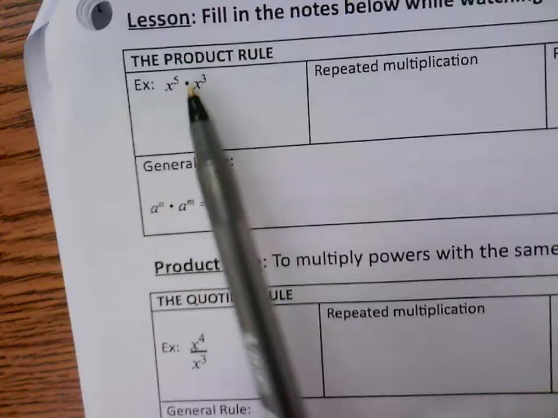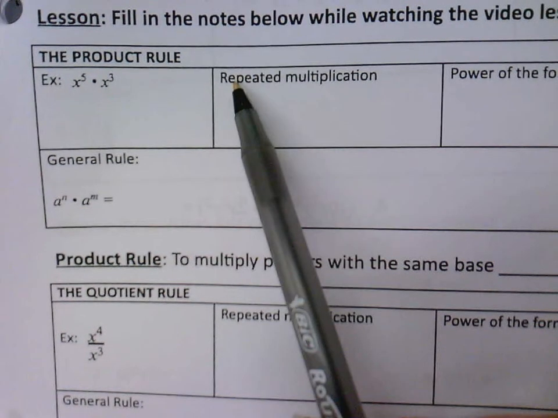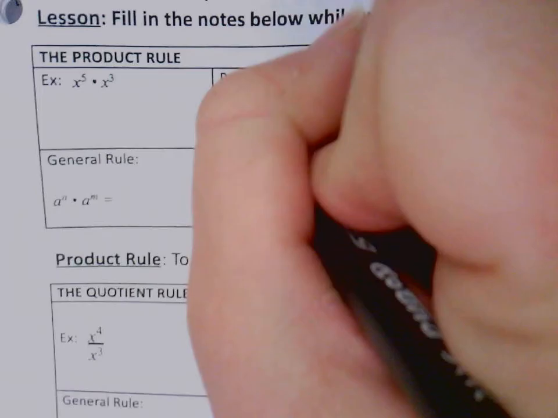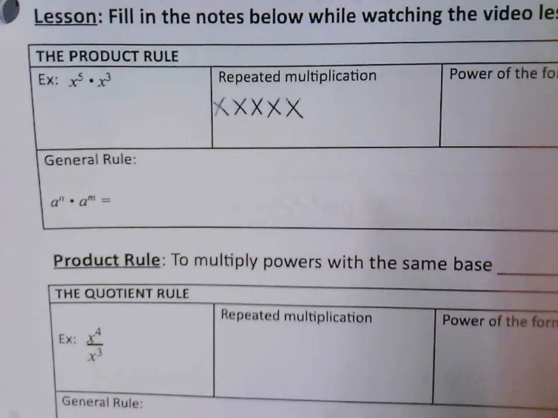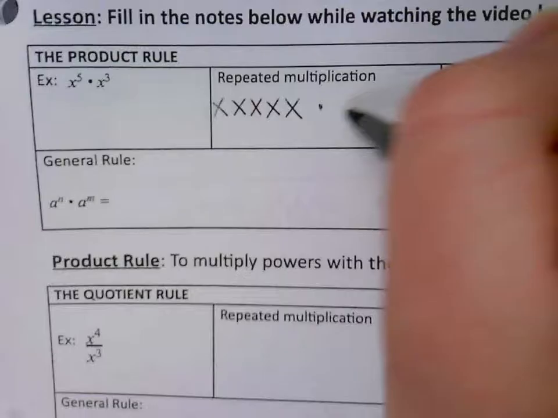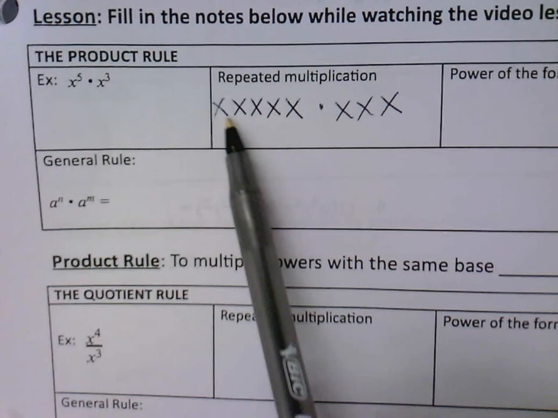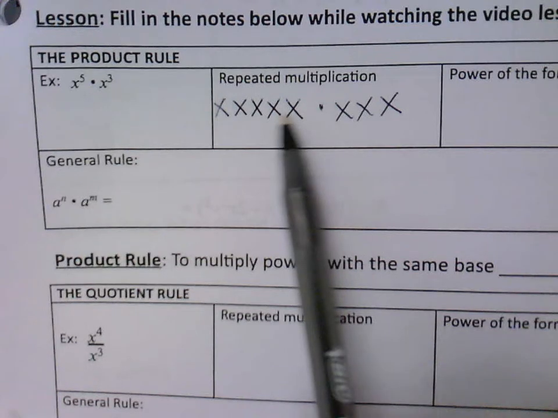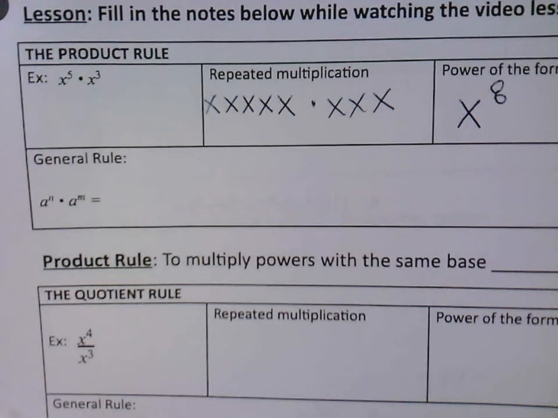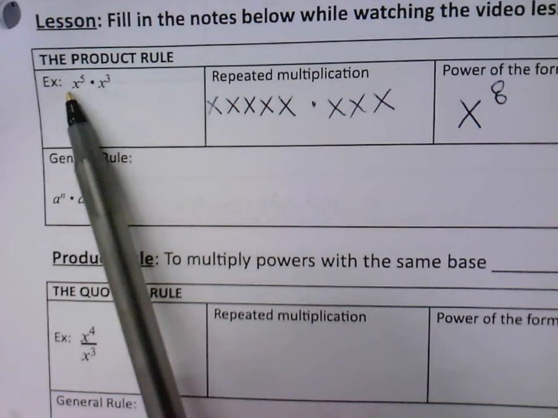Let's figure out the rule by writing out some repeated multiplication. X to the fifth could be written x, x, x, x, x. That's what x to the fifth means. X cubed means x, x, x. Well, what's the shortcut? How many x's did I just write out? I just wrote out 8 of them. So I can represent this problem as x to the eighth, which is a lot more simplified than x to the fifth times x cubed.